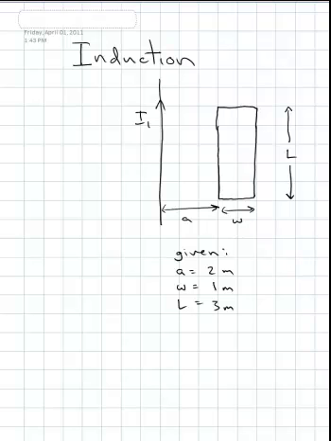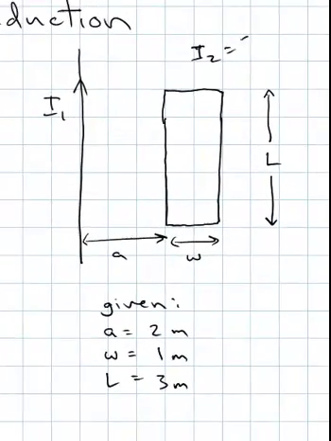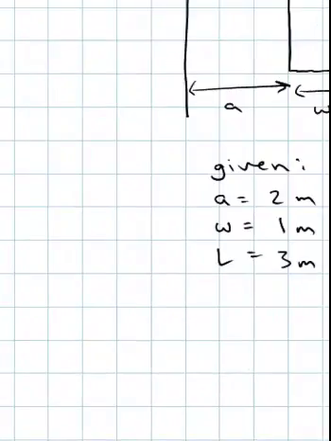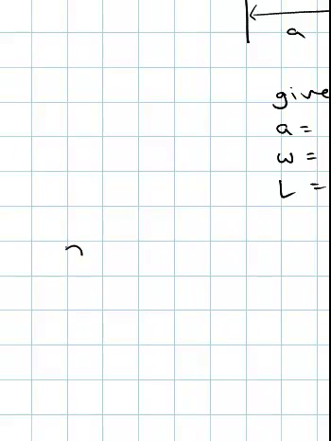So I1, the current in the long wire, is going to be changing, and we're trying to figure out what I2 is, the current in the loop of wire. Okay, so if we are getting a current in that loop of wire, there must be an EMF. There must be a voltage that's driving that current, and we can use Faraday's law to tell us what that voltage is.